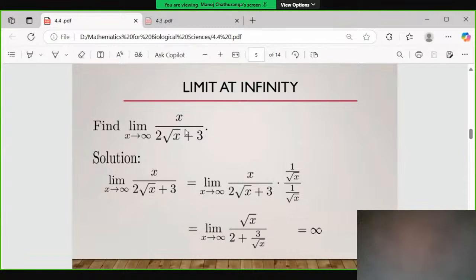So as a result of this, the number goes to infinity as x goes to infinity. So the limit at infinity is not a finite number. This function, I can draw the graph of this function, but it won't have any horizontal asymptote. It will not have any horizontal asymptote.